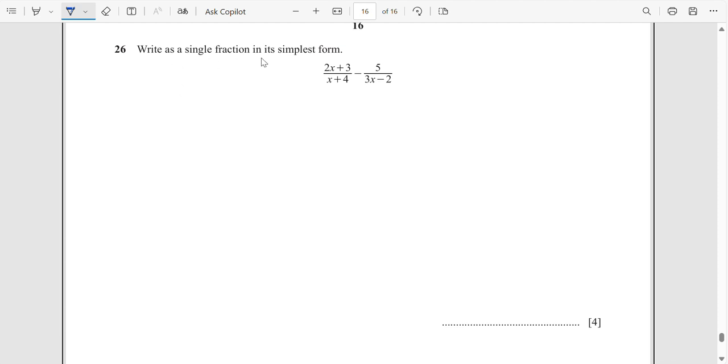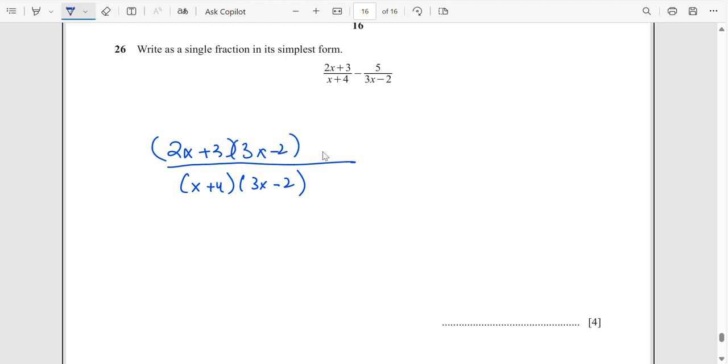Write as a single fraction in its simplest form. So first we're going to take the LCM, which is x plus 4, 3x minus 2. Then we're going to multiply this with this and this with this. And we're going to simplify it. 2x into 3x, 6x squared. 2x into minus 2, minus 4x. 3 into 3x, plus 9x. 3 into minus 2, minus 6. Minus 5 into x, minus 5x. Minus 5 into 4, minus 20.